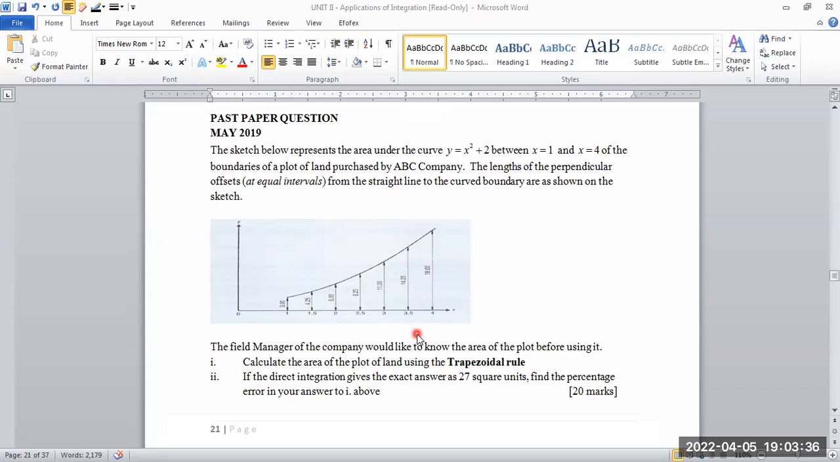Sir, you say all the way around. Yes, the entire thing, everything I rotate. That's what I said. I'm rotating this shape about the x-axis, so the whole shape is being rotated about the x-axis.